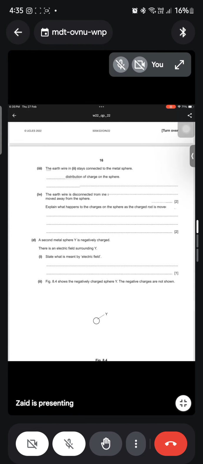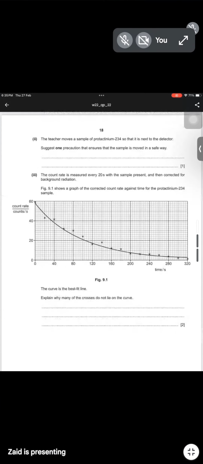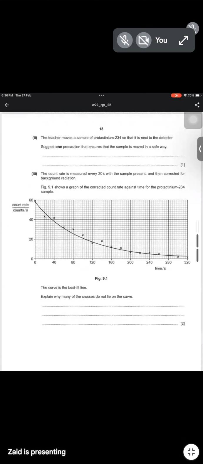Guys, please solve the O-level papers. They are more challenging, to be honest. Yes, this one. Determine the half-life. Okay, that's great. We have to find the half-life.